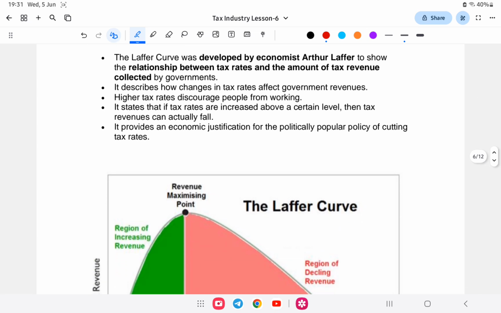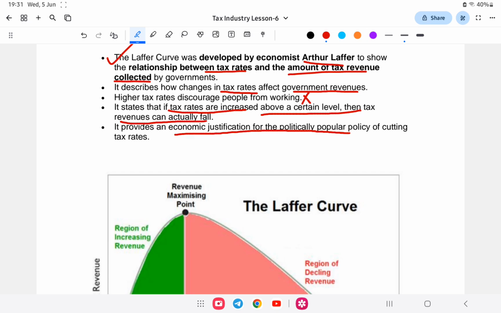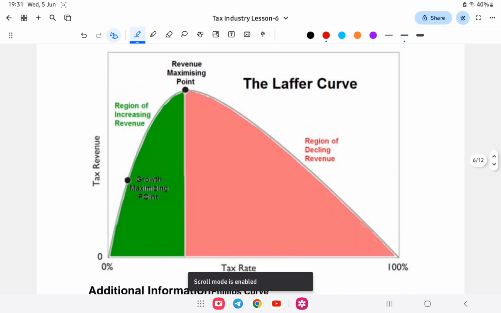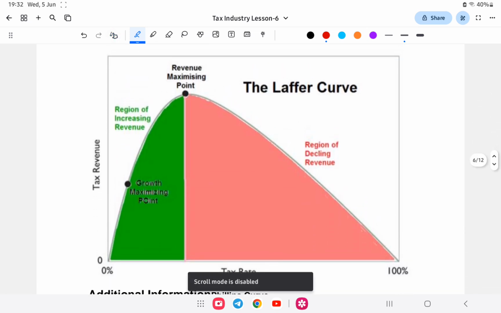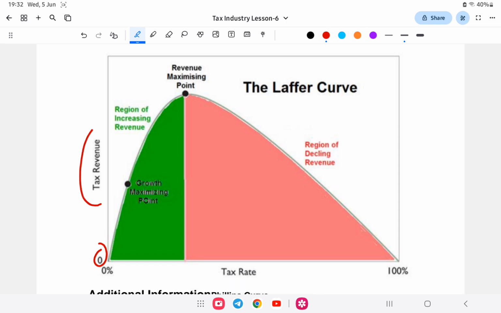The Laffer curve was developed by Arthur Laffer to show the relation between tax rate and the amount of tax revenue collected by the government. It describes how changes in tax rate affect the government revenue. It also states that if tax rates are increased up to a certain level, then tax revenue will actually fall. It provides an economic justification for the politically popular policy of cutting tax rate. If we study the graph, it is tax rate against tax revenue.